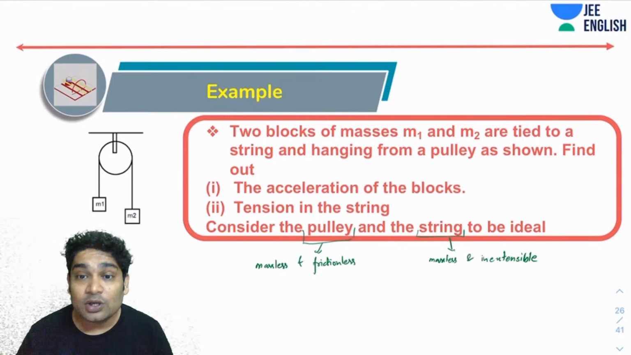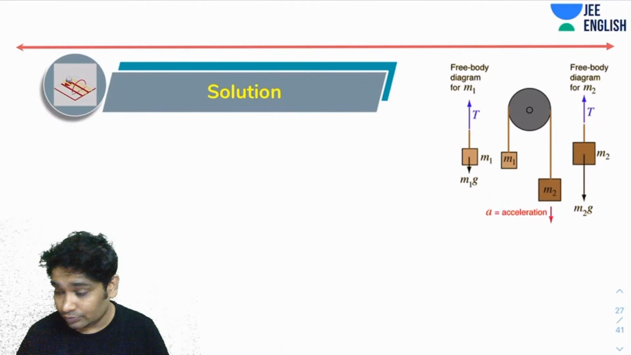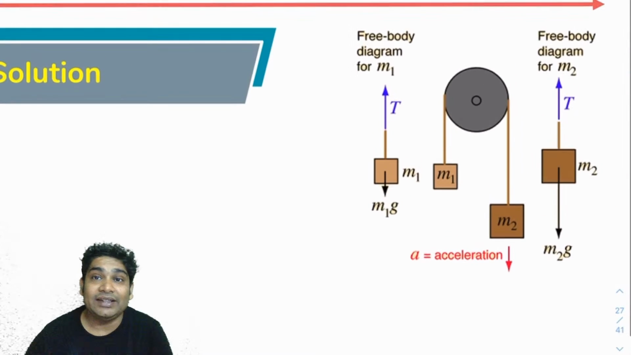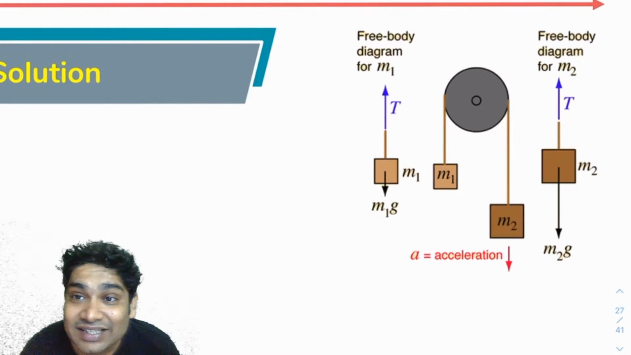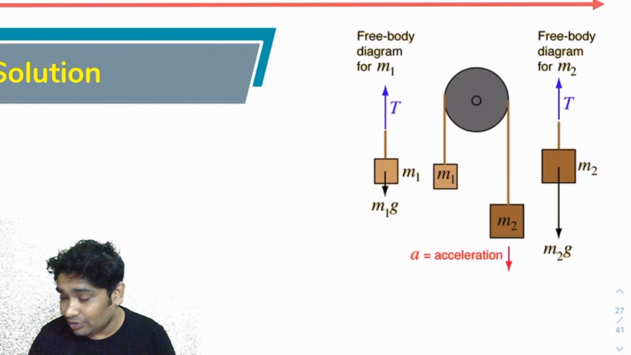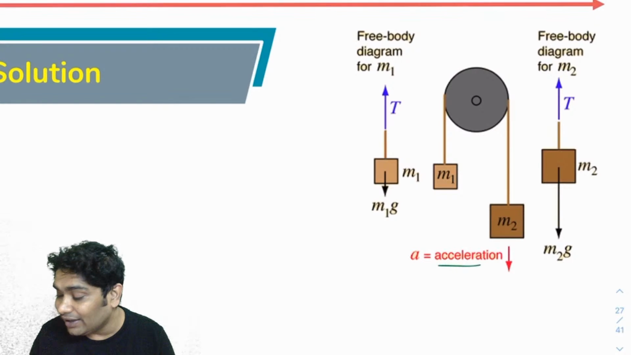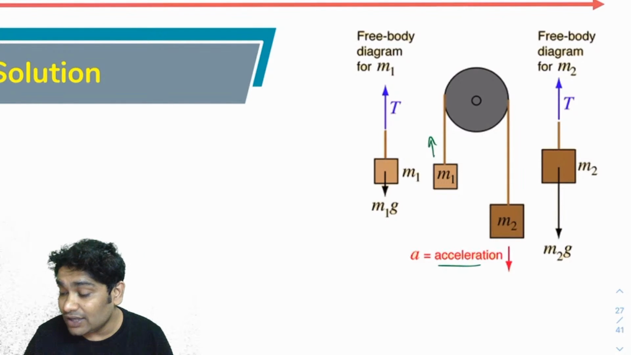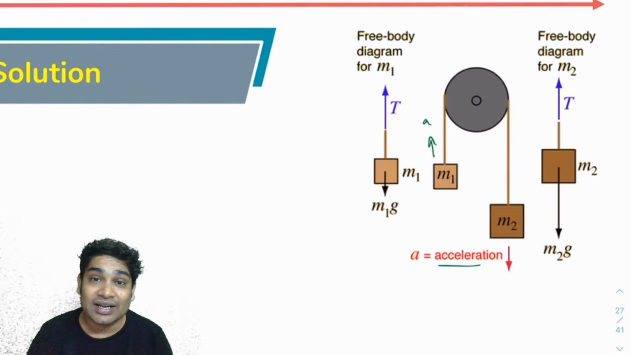All right. So now, how do you solve this problem? There are again two methods of solving this. Either you make the FBDs of m1 and m2. Once you've made the FBDs, you imagine that m2 is going down with acceleration a. Now, because they are both connected to a string which is inextensible, which means it cannot stretch, this guy will be going up with the acceleration a.